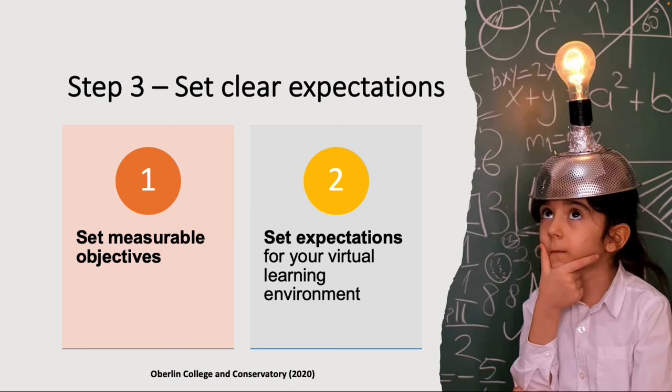Step 3 is about setting clear expectations with measurable objectives for your units, modules, or lessons. Align the learning objectives with activities. Oberlin College and Conservatory suggested setting clear expectations. For instance, set the goals and determine the priorities. Be sure to set expectations for your virtual learning environment, like joining in a quiet place, and encourage the student to do so. Promote the use of the LMS app. Turn on the video and mute the microphone until needed to speak.